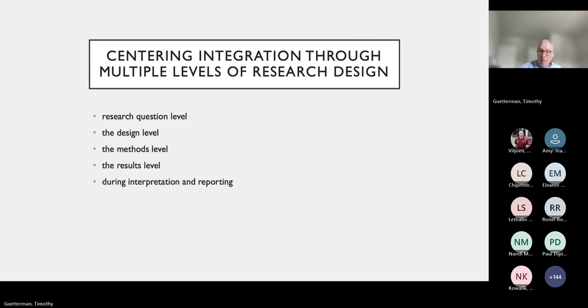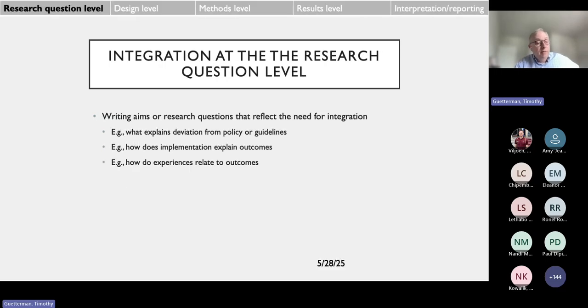So by attending to these different levels, you will be far ahead of most individuals currently as they are conducting or proposing to do mixed methods research. Because again, without integration, we would question, is this really a mixed method study? So let's walk through each one of these levels in a little bit of detail.